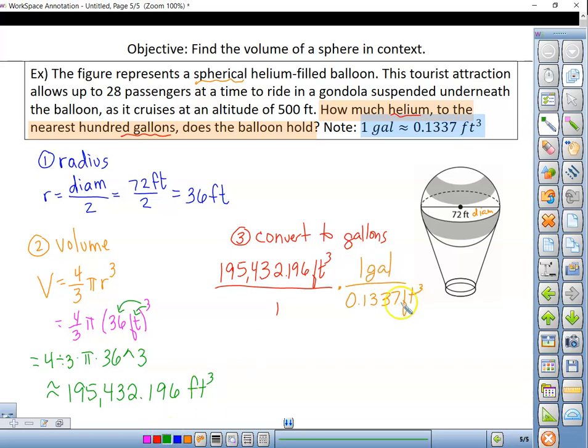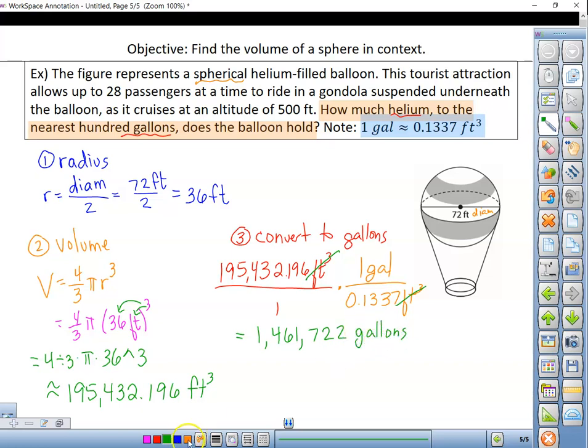So we know now that the math we're going to have to do is our volume number, our 195,000 number, divided by this 0.1337. And let's use our calculators there. All right, so this is going to give us a number of 1,461,722. That's to the nearest whole number gallon.